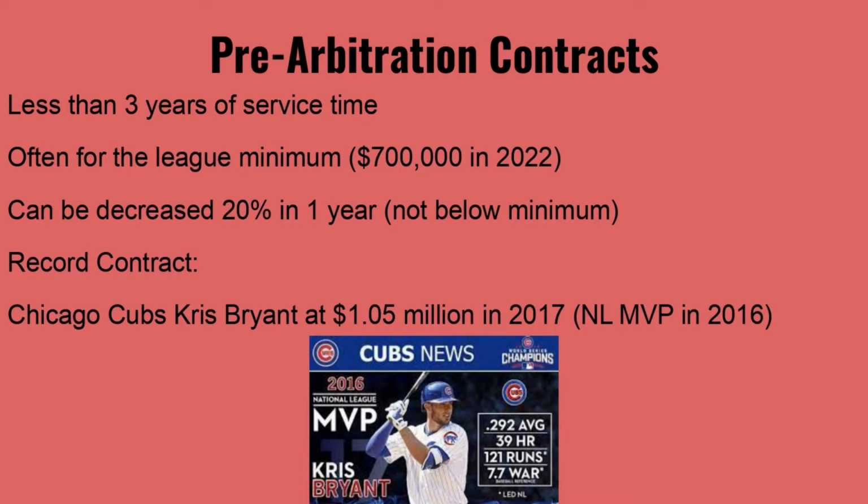The record contract for pre-arbitration was the Chicago Cubs' Kris Bryant, who was given a $1.05 million contract from the Cubs in 2017. He was on a pre-arbitration contract the year before as well when he won National League MVP in 2016, was the best player in the National League, yet the following year was still only set at $1.05 million. So pre-arbitration contracts are very important to teams at this point in time because they are essentially taking the full value of young players for cheap before they get into the bigger contracts.